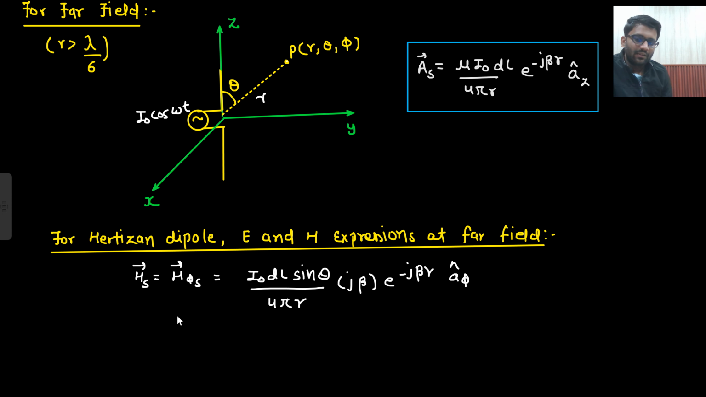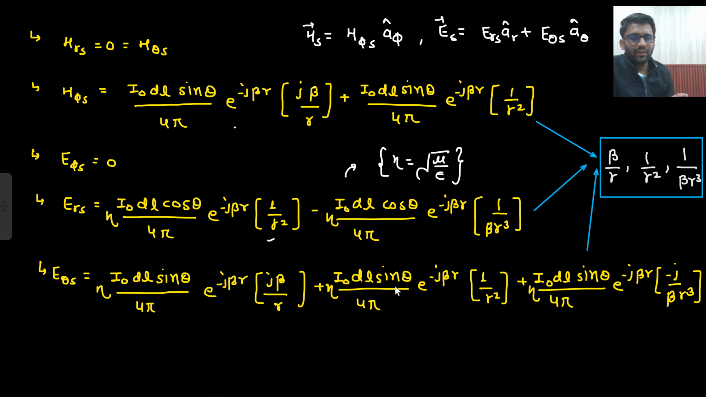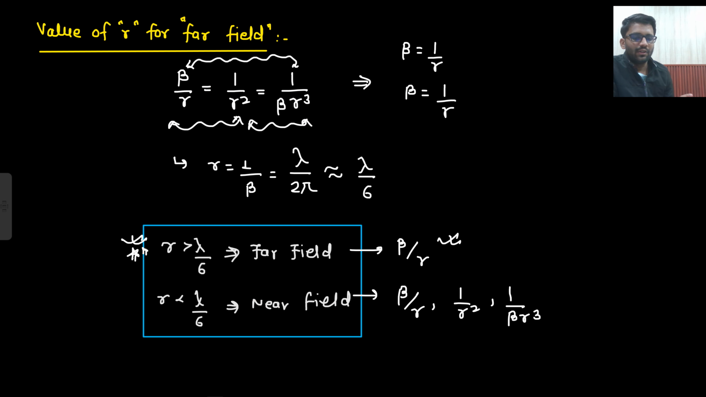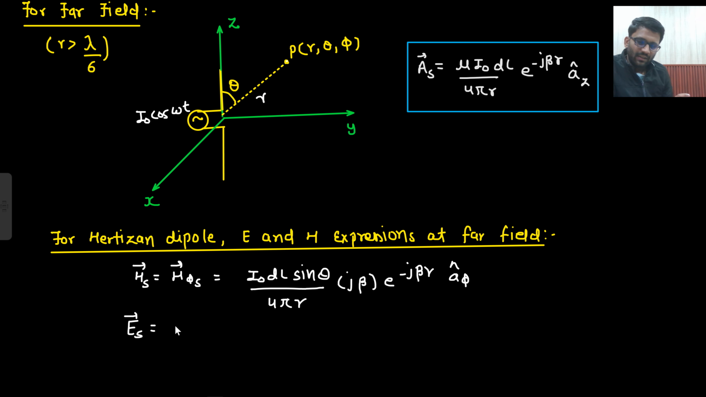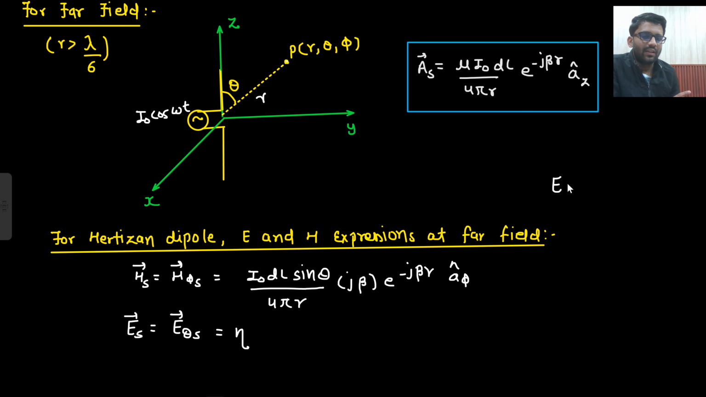What about E theta? So if you write down the electric field component, that means only E theta will be left, because this will be gone, 1 by r square will be gone, 1 by beta r cube will also be gone. So what are you getting? Here only E theta component is there. So what are you getting? Eta into all these things, same. In EM wave propagation, did you study E equals eta H? So the same thing is applied here.